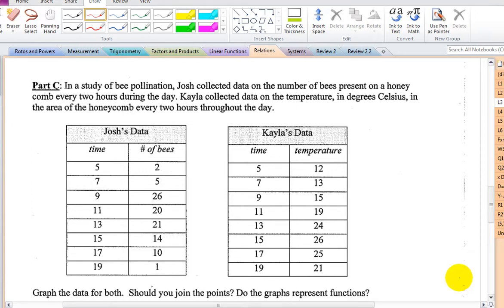Studying the birds and the bees. Oh, sorry, just the bees. They're looking at the number of bees over time. So, does time depend on the number of bees? No, number of bees depends on time. Okay, so you should have those underlined.